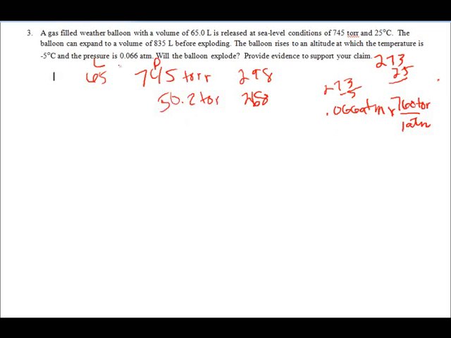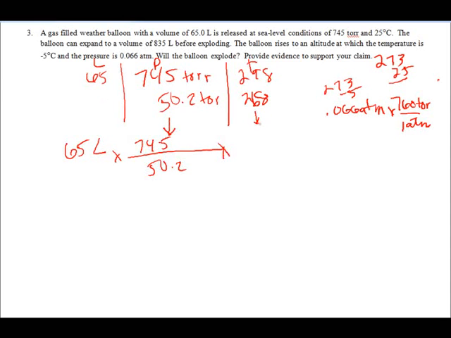Okay, so now I have my volume, my pressure, and my temperature. So I'm trying to look at what happens to volume. So I got my 65 liters. Now my pressure goes way down here, which means my volume will go up. So I need 745 over 50.2. My temperature goes down, which means my volume will also go down. So I want 268 over 298. And if I multiply this out, I get 965 liters, which is greater than 835 liters, which is the volume at which it will explode. So we are going to explode.